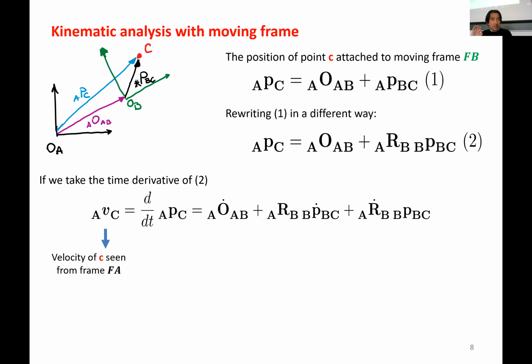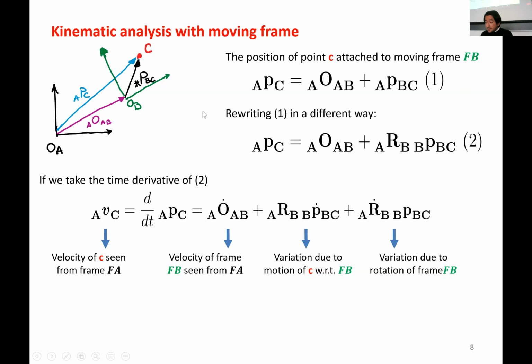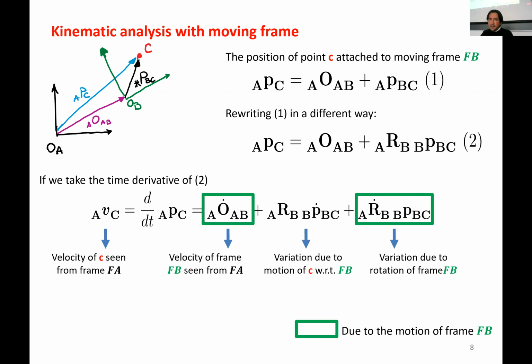The first one is the velocity of point C seen by frame A. This one is the velocity of the frame B seen by the frame A. This second term is the variation due to the motion of C with respect to the frame B. So it's the motion of point C related to the origin of frame B. And the third one is the variation due to the rotation of the frame B. As the frame moves, this also generates a motion in C. What's important to note is that these two terms highlighted with the green squares are due to the motion of the frame B. So let's keep our heads on them.